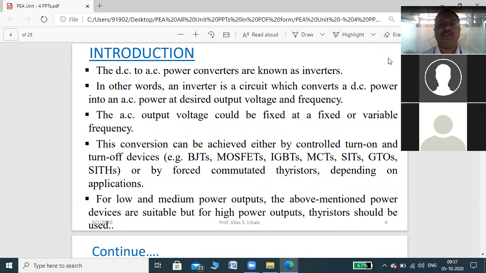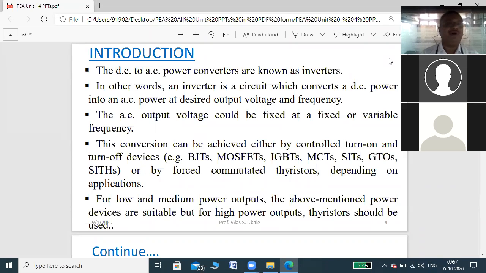What is the meaning of this sentence? The output voltage could be at a fixed or variable frequency. Your output frequency may be fixed or may be variable. Then this conversion can be achieved either by controlled turn-on and turn-off devices.